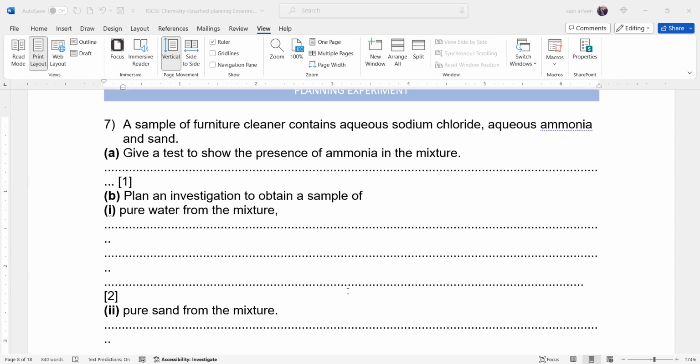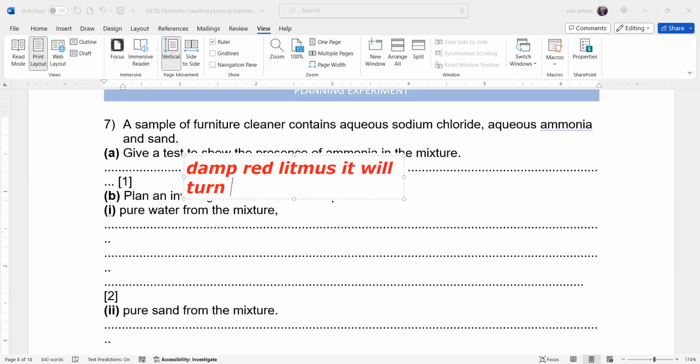That's right. We can use damp red litmus. So if you want to test the ammonia gas, we should use a damp red litmus. And what we'll observe, it will turn blue. So damp red litmus will turn blue because ammonia is alkaline. If it is an acidic gas, then we use blue litmus, and it will turn red. For example, if you want to test chlorine gas or sulfur dioxide, we can use that.